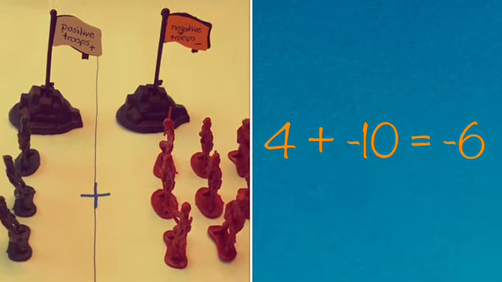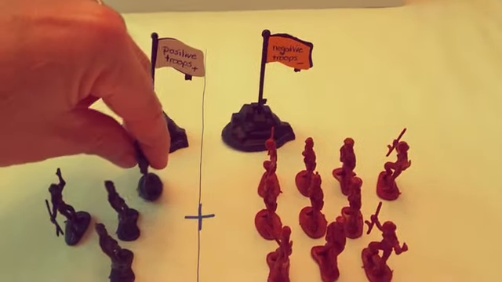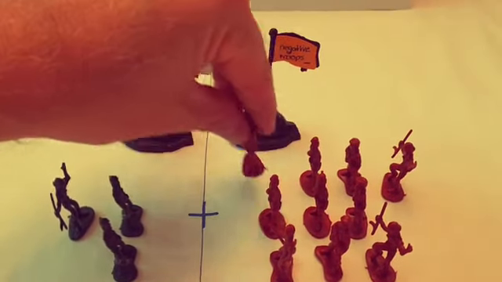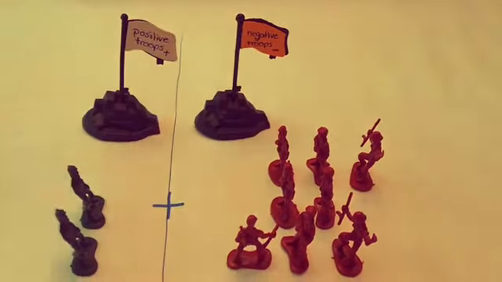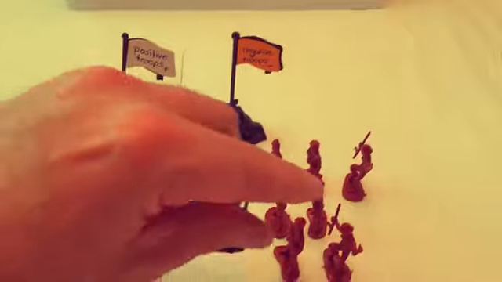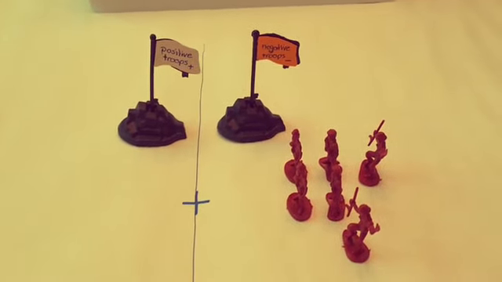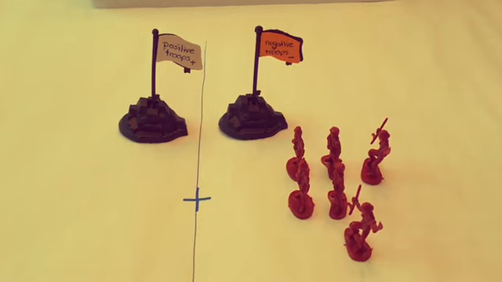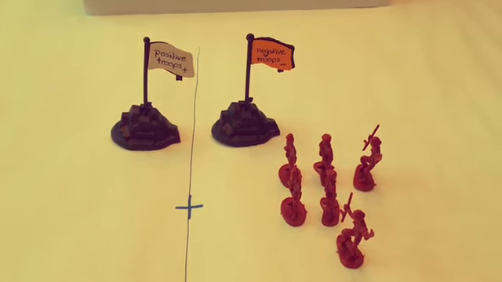We can also use our zero pairs to eliminate. So 1 positive soldier for 1 negative soldier, 1 positive soldier for 1 negative soldier, and so on until we have no more zero pairs that we can create. The 4 positive soldiers plus the 10 negative soldiers equals -6.